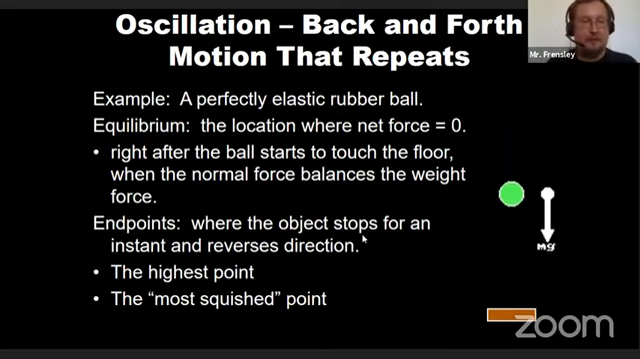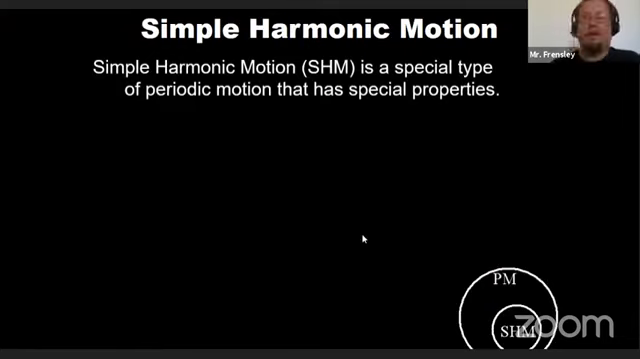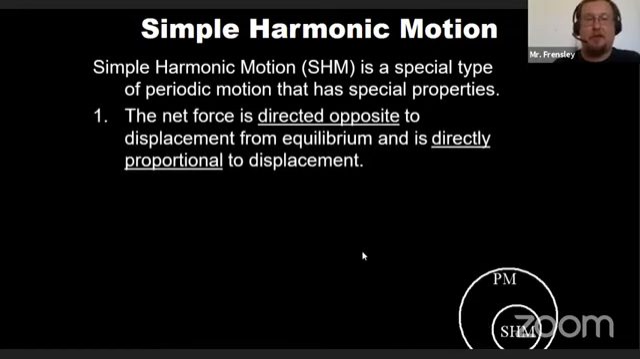That's equilibrium, balanced forces. Now, simple harmonic motion is a special type of periodic motion. So I have my little Venn diagram down here that shows that all these repeating motions are periodic motion. Simple harmonic motion is a subset. It's a special type of periodic motion. It has 4 properties, all right? So here's simple harmonic motion. Property number 1, the net force has to be opposite the displacement from equilibrium and directly proportional to the displacement from equilibrium.